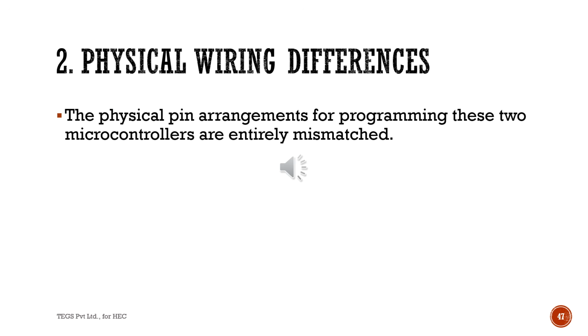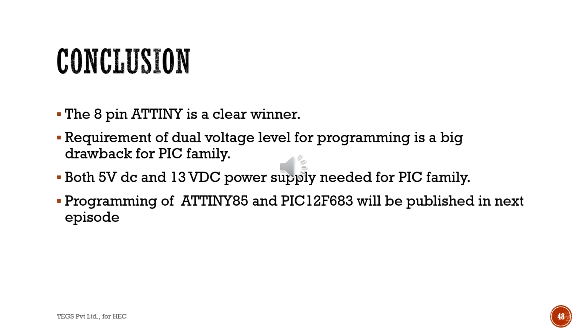Physical wiring differences. The physical pin arrangements for programming these two microcontrollers are entirely mismatched. They cannot be one-to-one substitutes. Conclusion. The 8-pin ATtiny is a clear winner. The requirement of dual voltage levels for programming is a big drawback for the PIC family. Both 5 volt DC and 13 volt DC power supplies are needed for the PIC family.